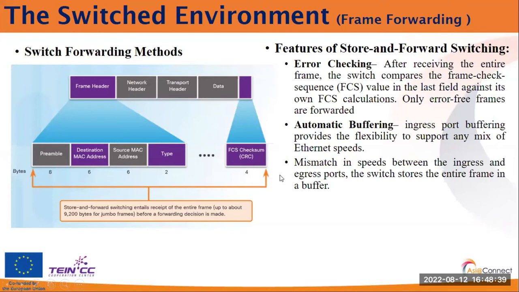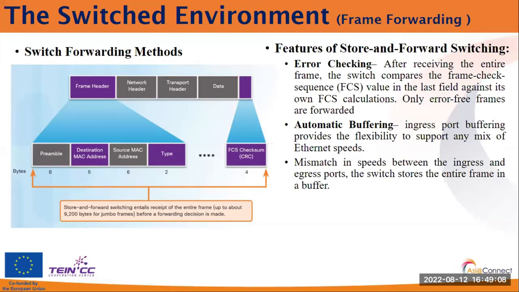So all the frames will be checked in store and forward switching. That means error checking, automatic buffering, and then it will forward. So what is actually error checking? A switch using store and forward switching performs error checking on incoming frames after receiving the entire frame on the ingress port. Actually, what I said, the incoming port is the ingress port, okay?